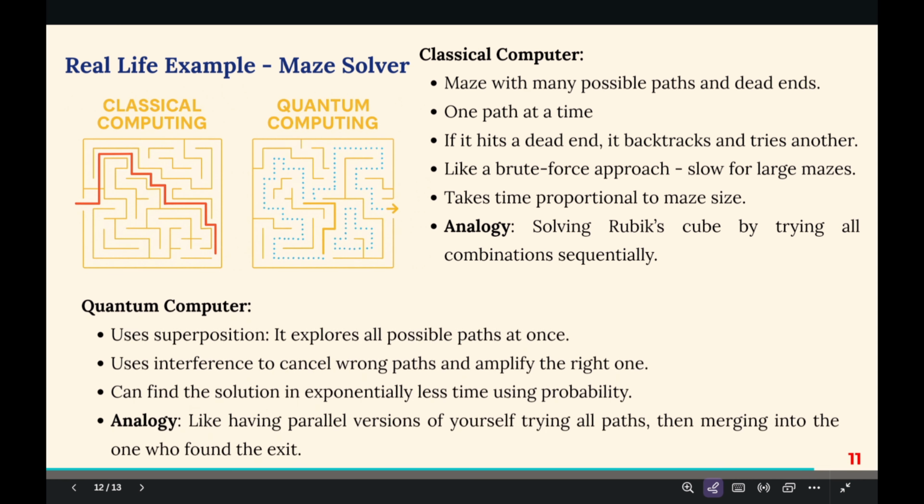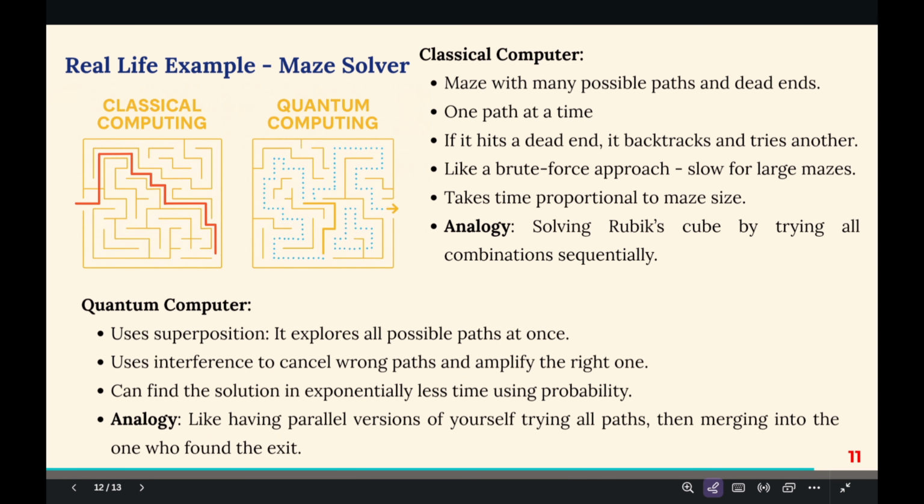Next, we'll be seeing a real life example called the maze solver. Initially, when you have a maze, we check what paths we can go through. A classical computer goes one path at a time. If it hits a wall, it backs up and tries another path. Obviously, this might take a lot of time. Whereas a quantum computer tries all the paths at the same time using superposition and interference. Imagine checking all the paths available. Based on probability, it checks which is wrong and which is right. It cancels the wrong paths and boosts the correct one.